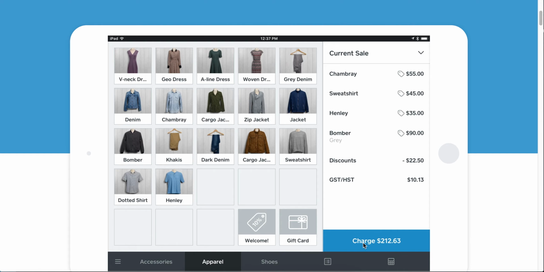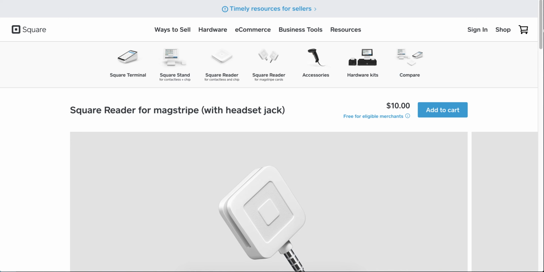And then that record of sale will be kept on your Square account for you, and you can look at that at any time. So you can always see what you've sold throughout the week and things like that. And that's the basic use of how the Square works.